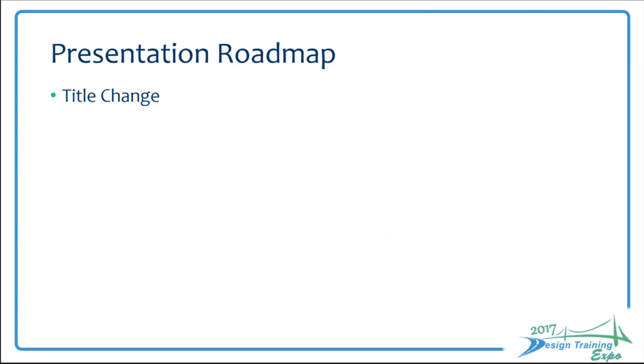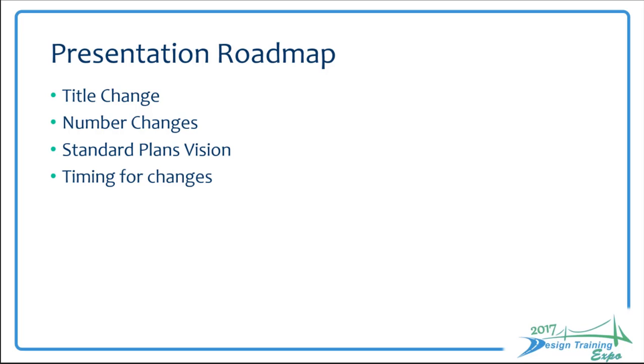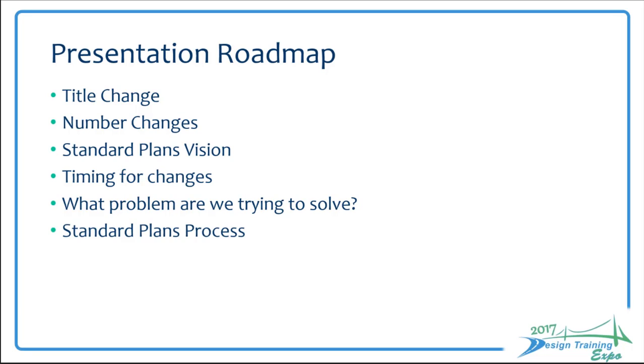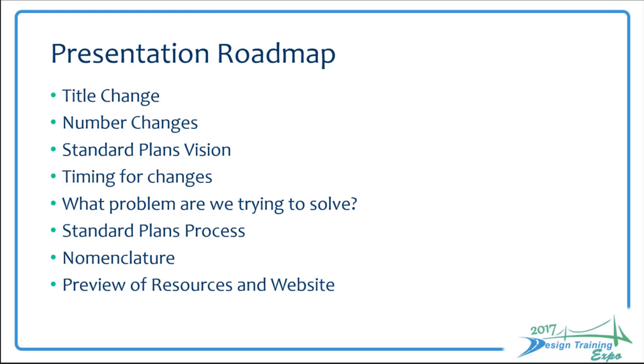So I'm going to talk a little bit about the presentation roadmap and what to expect. I'm going to talk about the title change, the number changes, the standard plans vision that we have, the timing for the changes, and Durwood's going to get on and talk about what problems we're trying to solve, standard plans process, the nomenclature, and he's going to go through a preview of the resources in the website.